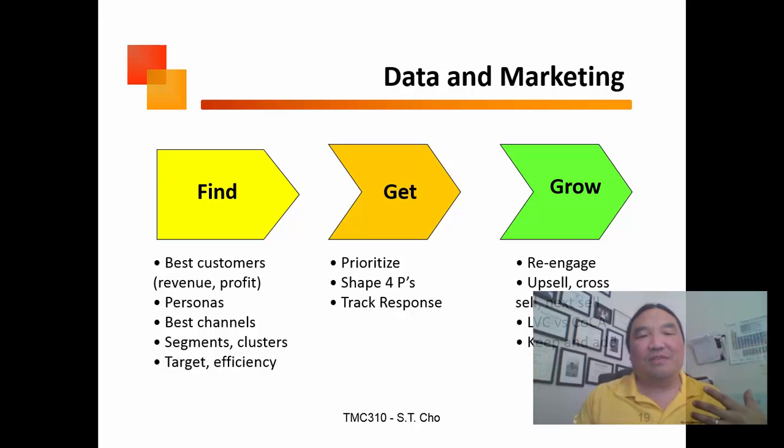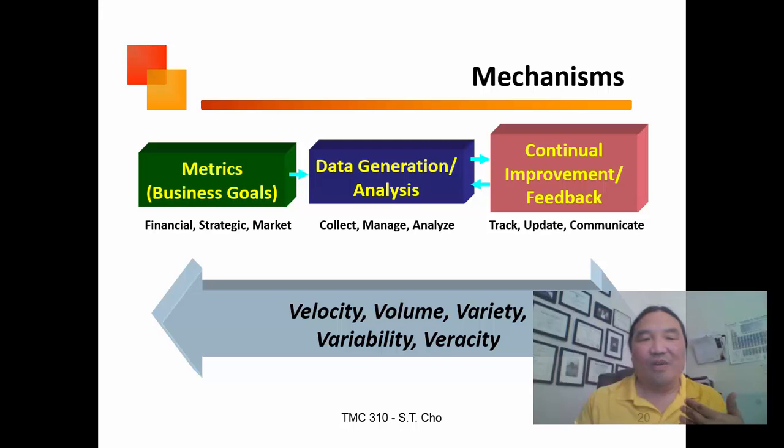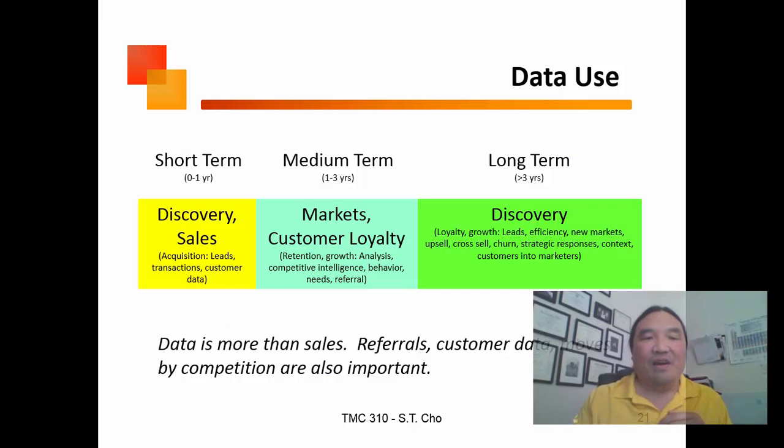But what it comes down to for data and marketing is it's about finding customers, getting customers, and growing customers. And so these are all the parameters that are associated with that. What has to find? What has to get and grow? And so what it comes down to is what you're trying to do as a business is you have goals, you're using data analysis, and it's a process of continual feedback, that what you learn from your data, you feed back and change it. And what all that data sits on are your 5 V's.